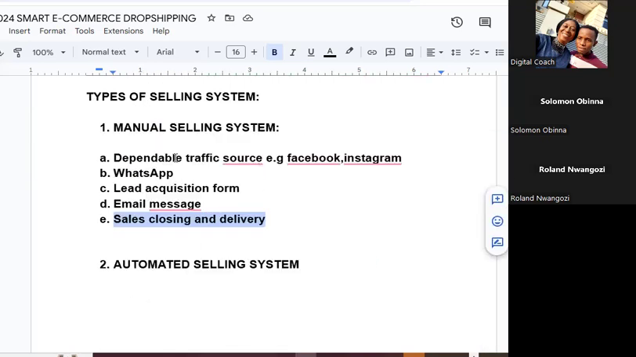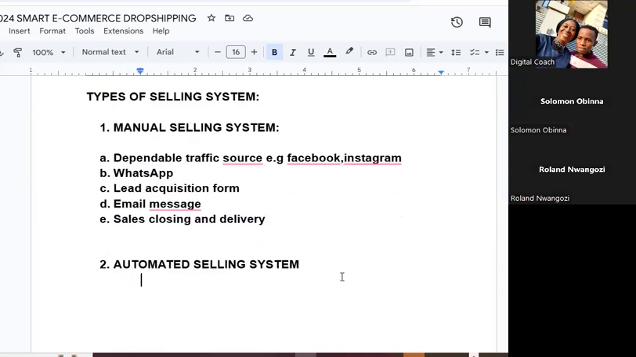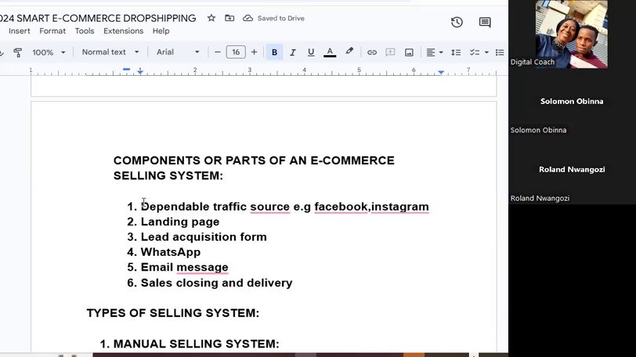The only difference is that there is no landing page. But in the automated selling system, there will be a landing page. The whole of this thing you are seeing here will be there. So in the automated selling system, you are going to have a dependable traffic source.